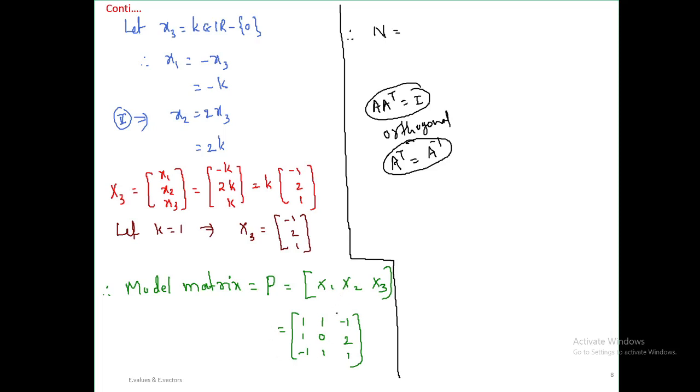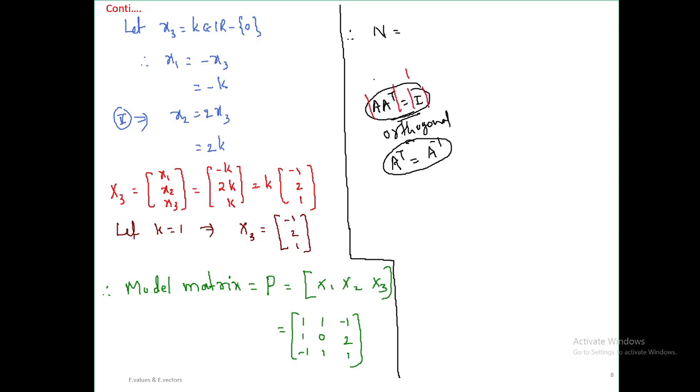After that, I want an orthogonal matrix, so this condition needs to be satisfied. This means det must be 1. How do we know det must be 1? Look at A into A transpose equal to I. So you apply the determinant on both sides. Then what will we get? The determinant of the identity matrix is 1.